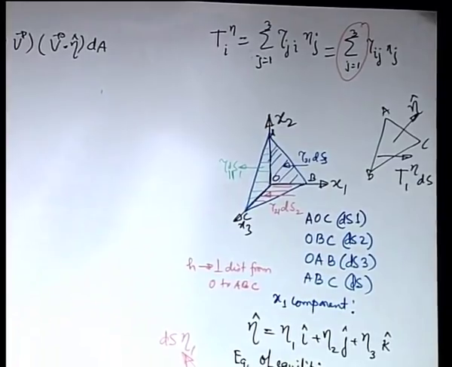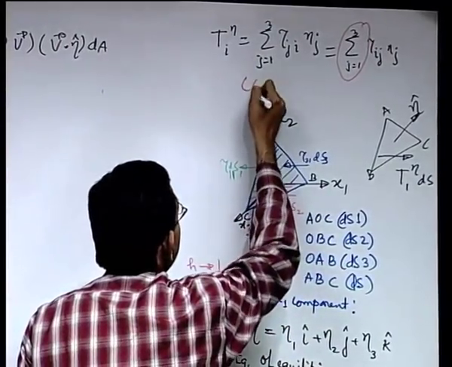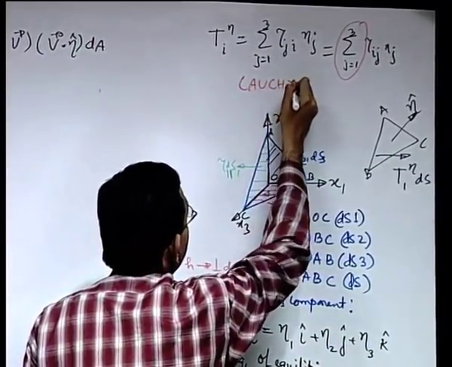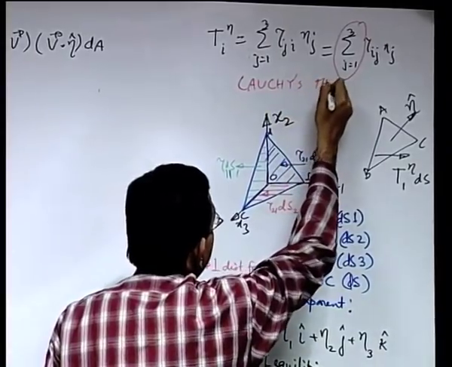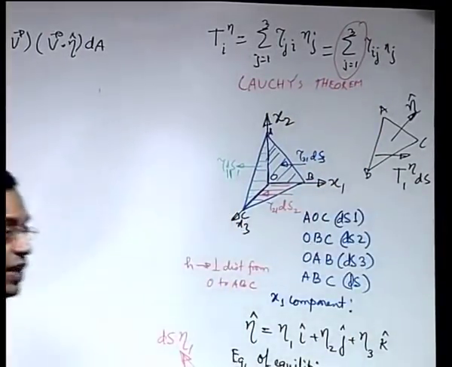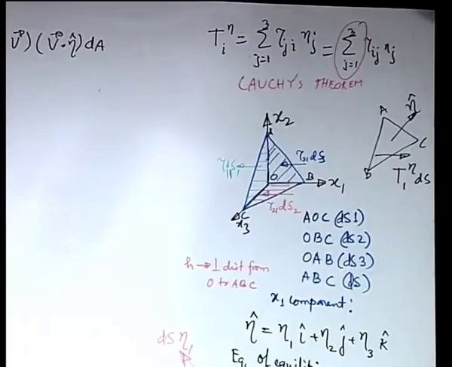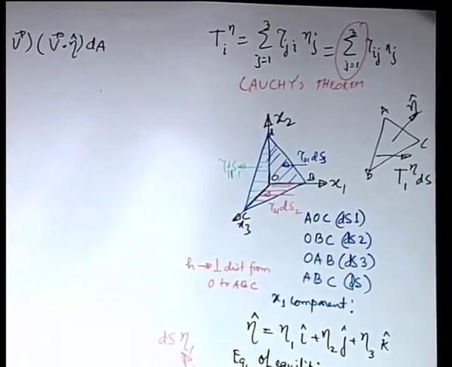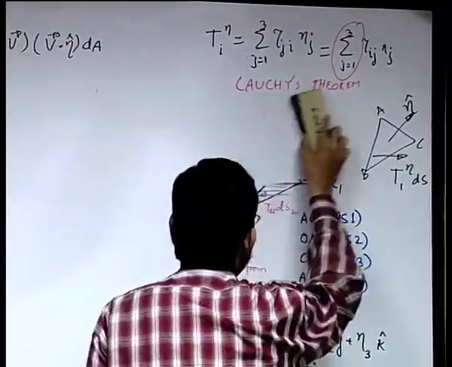This expression is known as Cauchy's theorem. It is a very important theorem because it relates the traction vector on an arbitrary plane with the stress tensor components, which are referenced with the known planes. It is also possible to write it in a matrix notation.